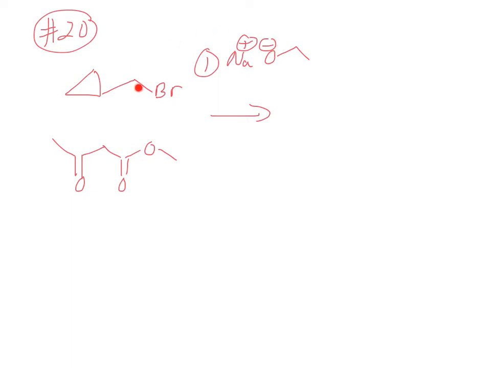Now we could do an SN2, or we could deprotonate this dicarbonyl. Remember we talked about dicarbonyls? This bond is very reactive because it's getting pulled two ways. So let's deprotonate and make a nice enolate. Are we doing that because it's more reactive? We're doing that because it's more reactive.